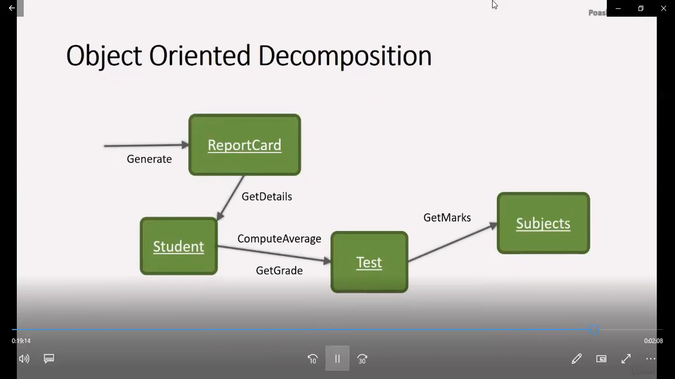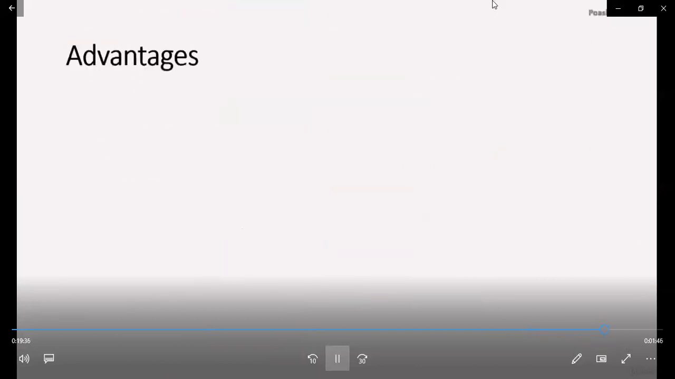So you can see the objects communicate with each other by sending messages. In a programming language, these messages are nothing but member function calls or method calls, and it is also possible to replace one object with another object. For example, if there are different kinds of tests that have to be taken, then we can replace the existing test object with another version of the test object.